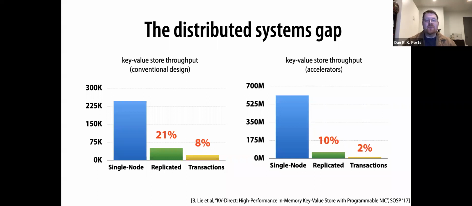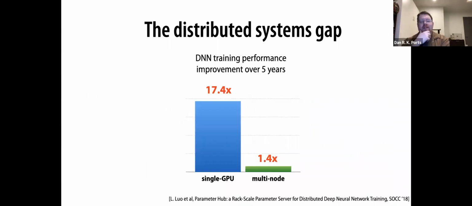And this isn't just a problem with distributed storage. We've seen similar things happen in even a very compute-intensive workload, training deep neural networks. So this is a result from some of my colleagues who observed that in 5 years, these GPUs that were available on a cloud provider got more than 17 times faster. But for some training jobs, we only got a 1.4x speed up. And that's because there's more time spent doing distributed communication.